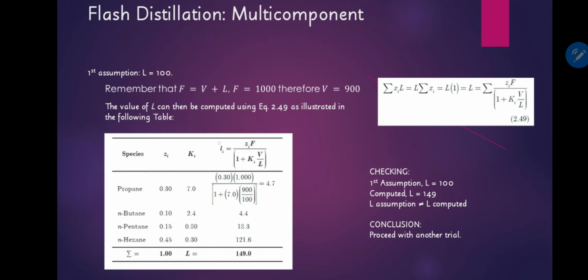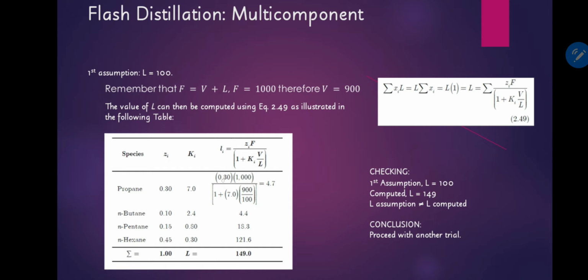Now, Li, this is the formula. We said that the summation of this will give you L. Li represents the flow rate of the species in the liquid phase. Let's remember, Li is the flow rate of the species in the liquid phase, and that will be equal to ZiF all over the quantity 1 plus KiV over L. So for propane, let's try to solve for the flow rate of propane in the liquid phase.